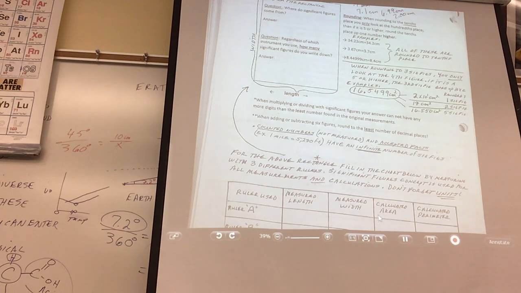Ruler A is the decimeter ruler, this is B. So this is great practice: you're practicing how many sig figs am I supposed to write, what kind of unit is it? And then when you do the calculations, you have to know the rules for calculating with sig figs. So it puts it all together for you.